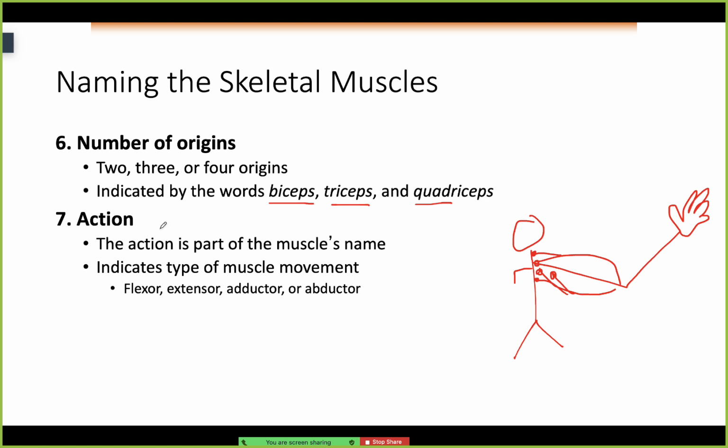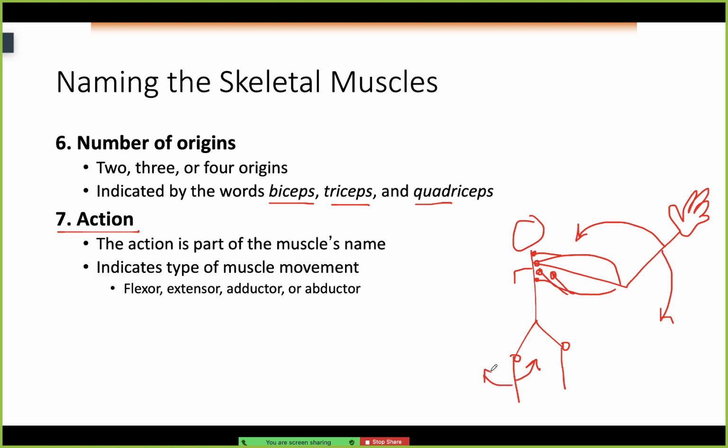And the last thing overall for naming muscles is its action. There are some muscles that are flexors. That means to flex your arm this way. There are muscles that are extenders that extend your arm this way. So if these are your legs and here are your knees, flexing your knee is moving it this way and extending the knee is moving it back out that way.